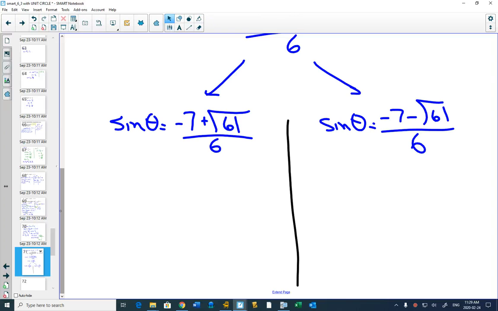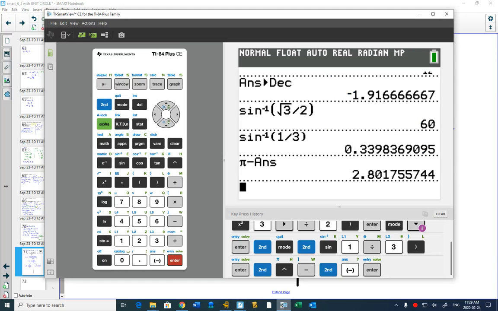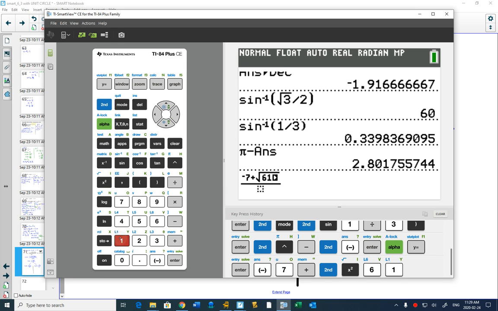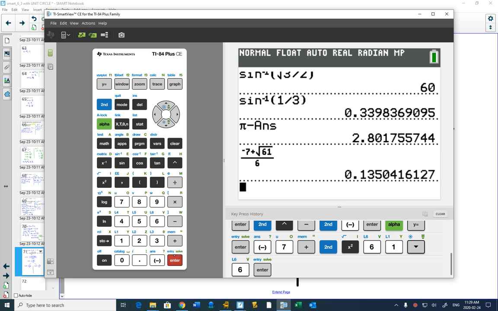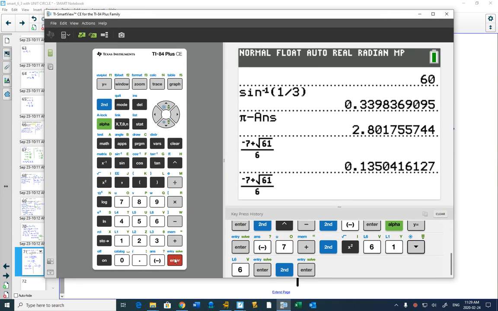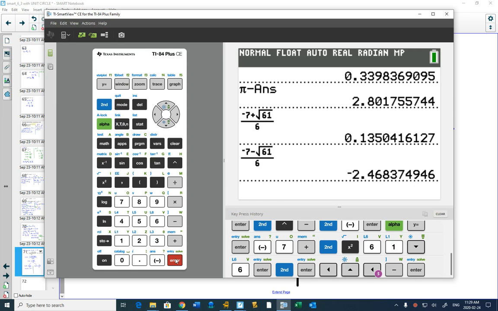So what you could do is type this fraction into your calculator. I like using the -7 plus the square root of 61, all divided by 6. That gives 0.135. And on the other one, it's the same thing with a minus sign. Push enter there, and we get -2.47.